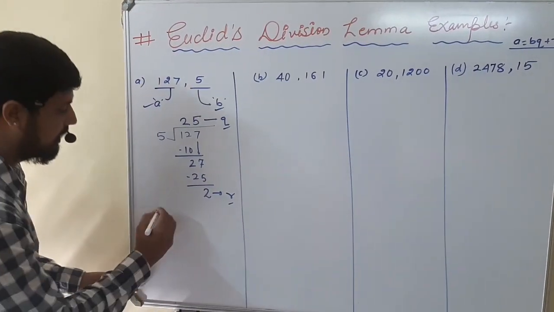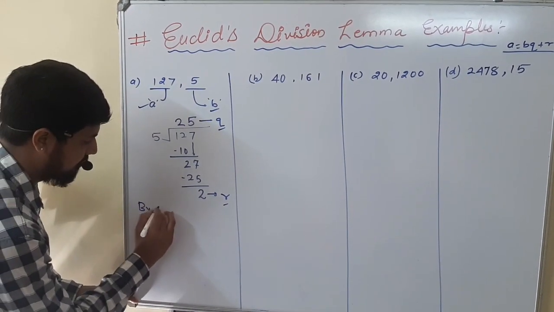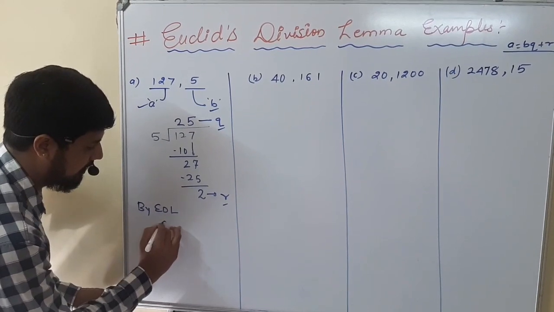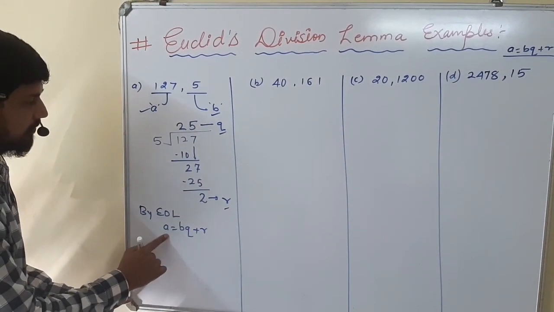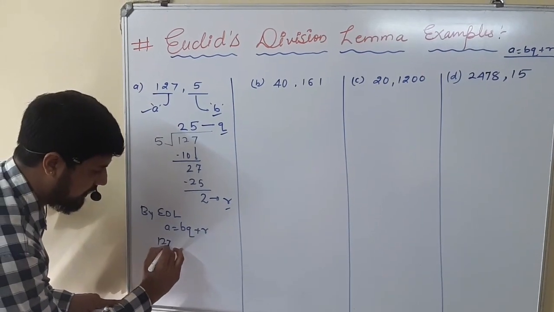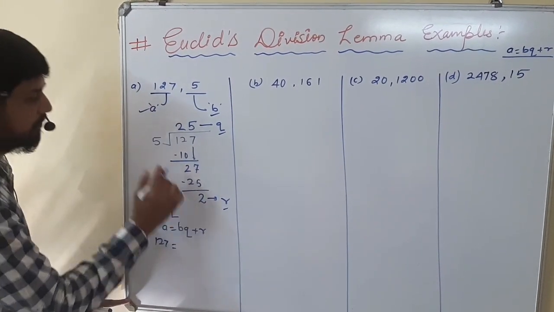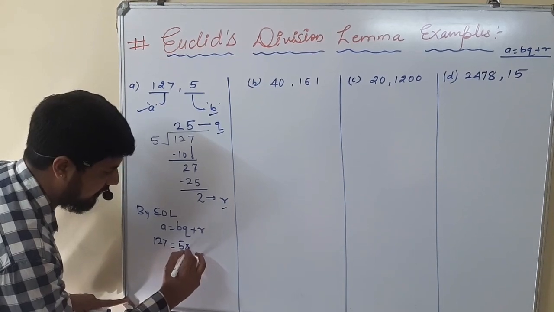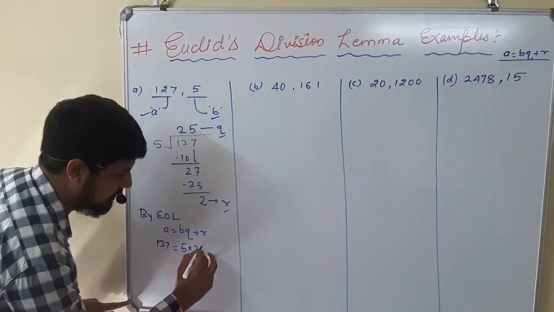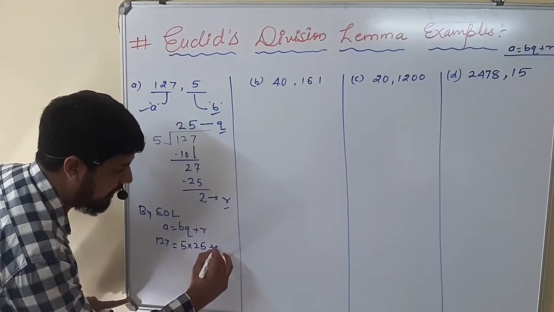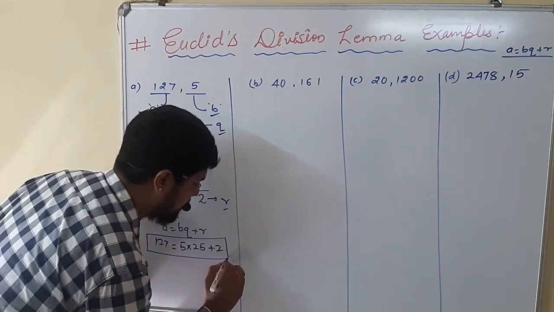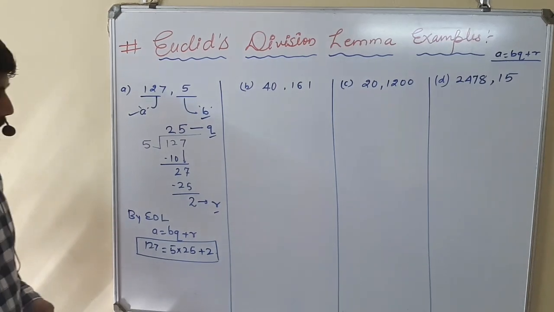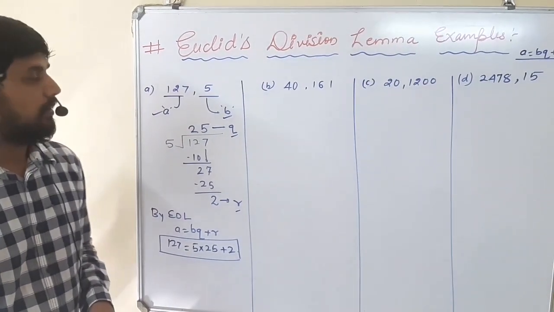So by using the Euclid division lemma, a = bq + r. The value of a is 127, equal to the value of b, which is 5, into the value of q, which is 25, plus the value of r, which is 2. So this is the relationship between 127 and 5, expressed with the help of the Euclid division lemma.